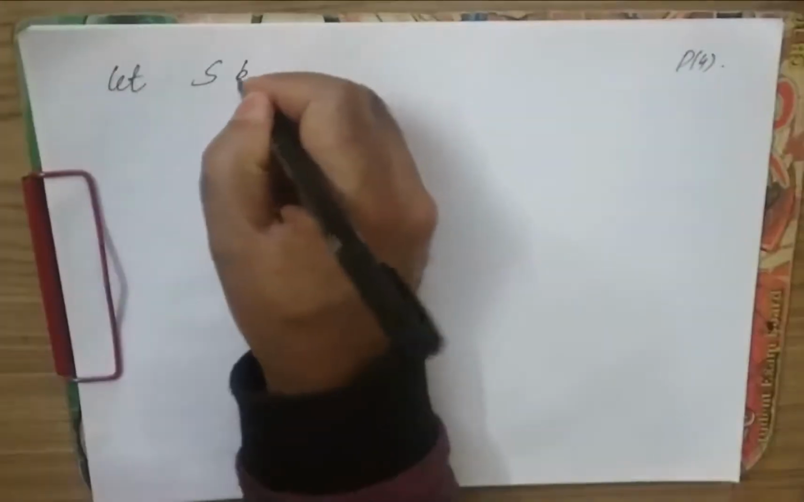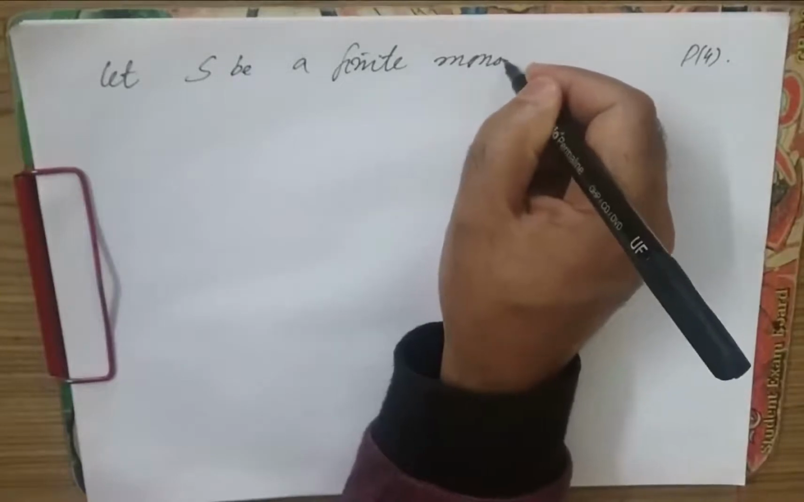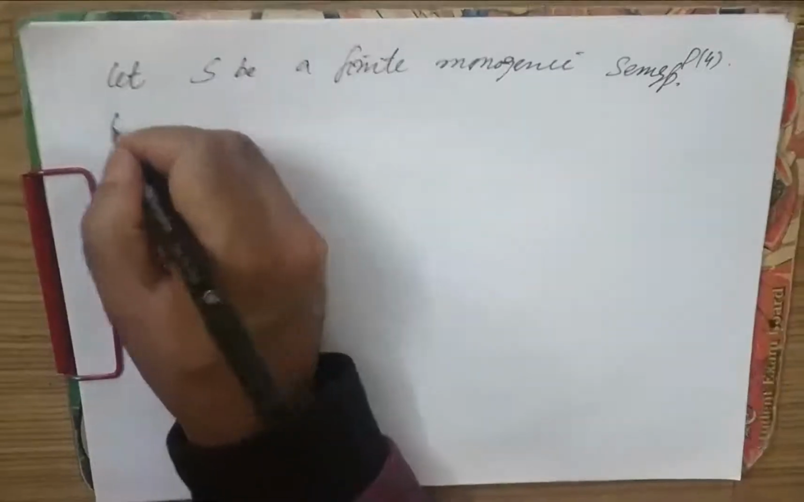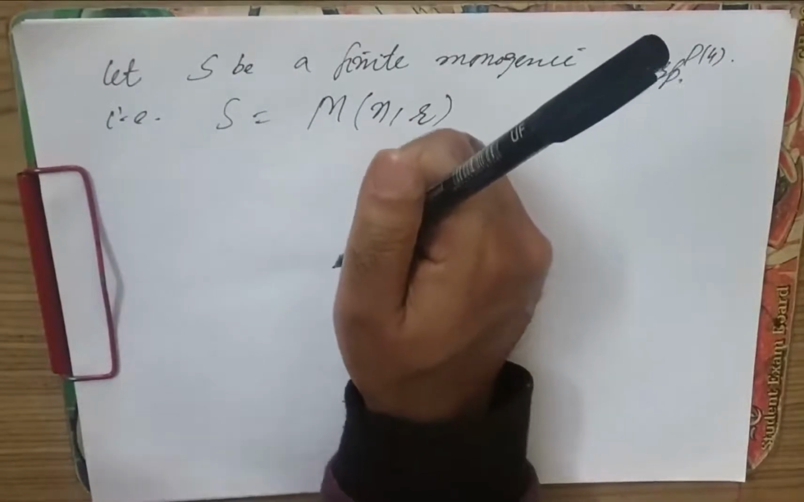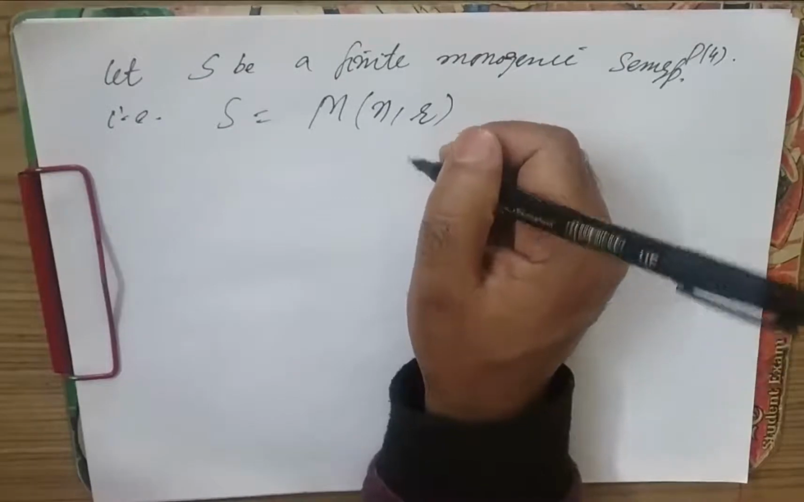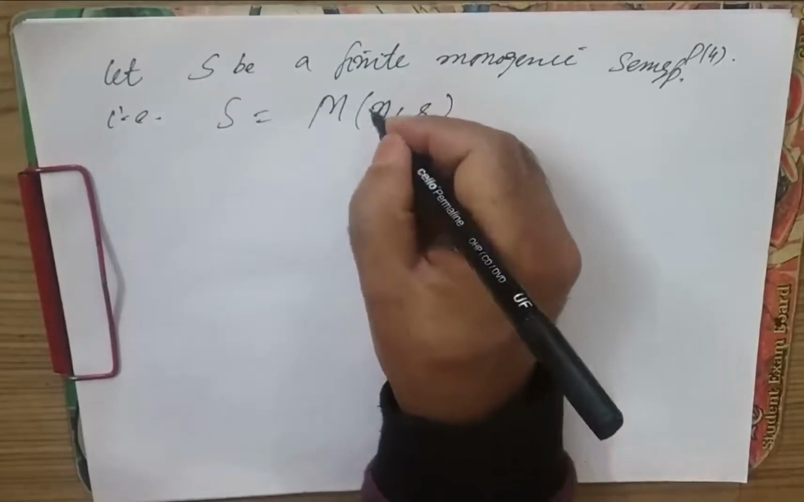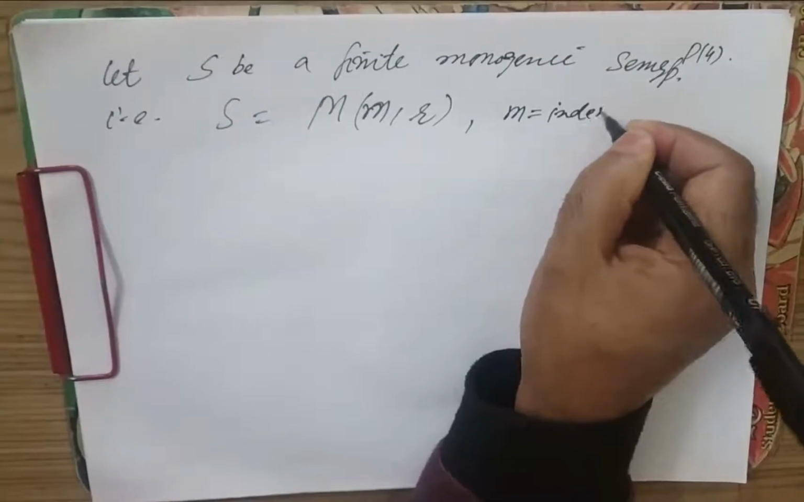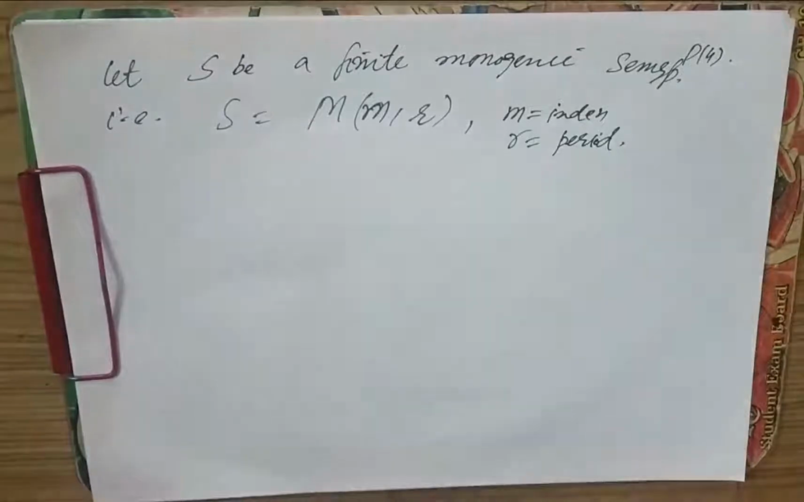Let S be a finite monogenic semigroup. That is, our S is equal to M and R. What's this M and R? It's denoted by M, R. This M is called the index, and R is called the period, as already defined for the finite monogenic semigroup.